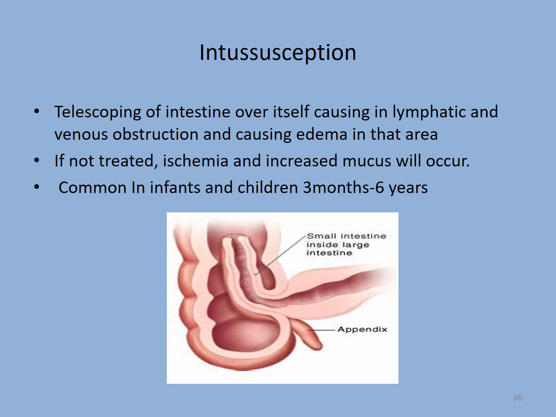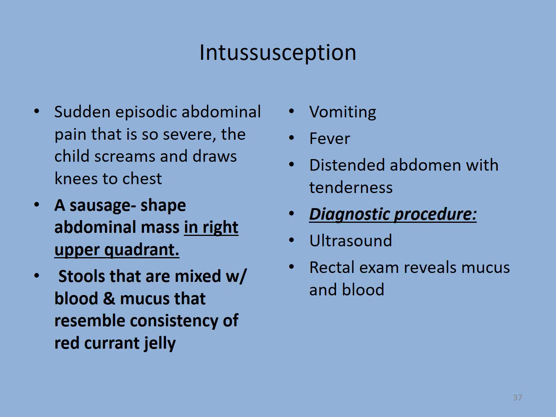It's common in infants and children. The first known time to see it is 3 months until the child's 6 years. You could see it. So it's usually 6 months, baby becomes severely irritated, and the older child will tell you they have episodic abdominal pain so severe that he screams. You have to remember that sometimes babies, when they have gas pain, will scream and draw their knees to their chest. So you have to be realistic with it.